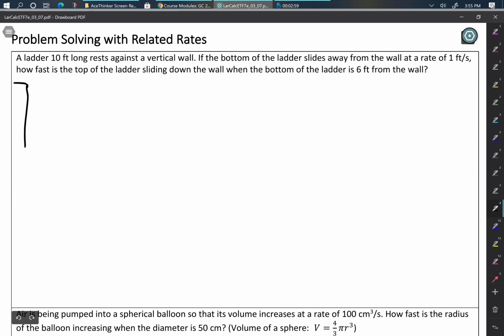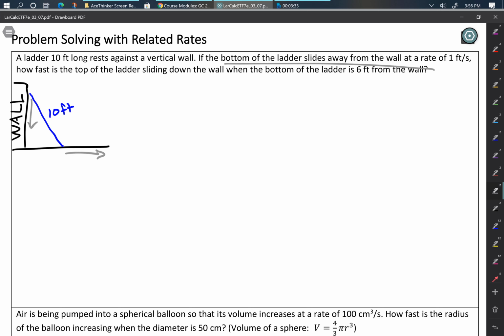I've got a wall over here. So we'll label that. I've got a ladder leaning up against the wall, okay? And that ladder is 10 feet long. That is a constant value because the length of the ladder does not change, okay? Now it tells me that the bottom of the ladder is moving in this direction. And if the bottom of the ladder moves in that direction, the top of the ladder moves in this direction.